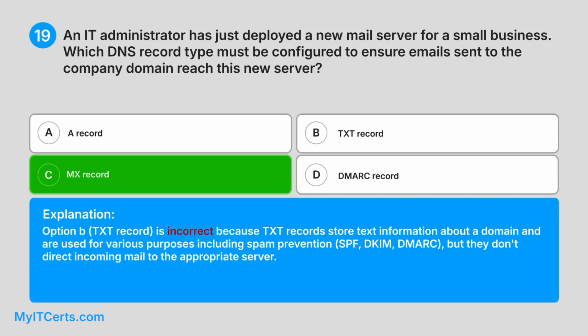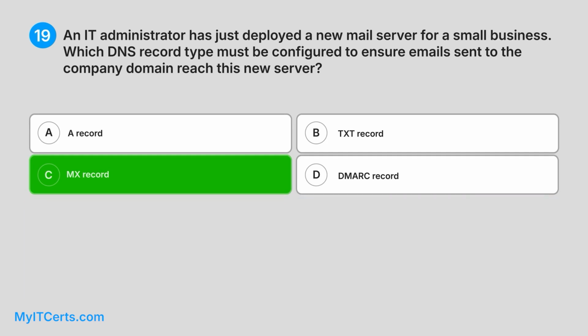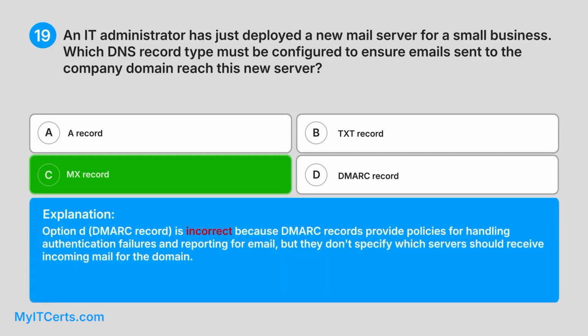Option B, TXT record, is incorrect because TXT records store text information about a domain and are used for various purposes, including spam prevention, SPF, DKIM, DMARC, but they don't direct incoming mail to the appropriate server. Option D, DMARC record, is incorrect because DMARC records provide policies for handling authentication failures and reporting for email, but they don't specify which servers should receive incoming mail for the domain.